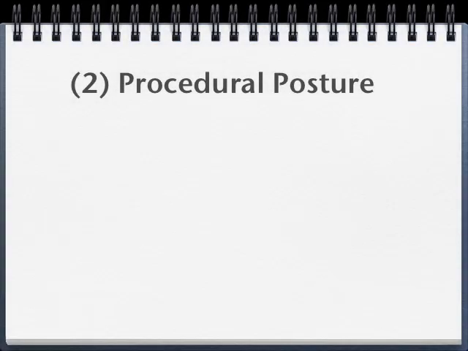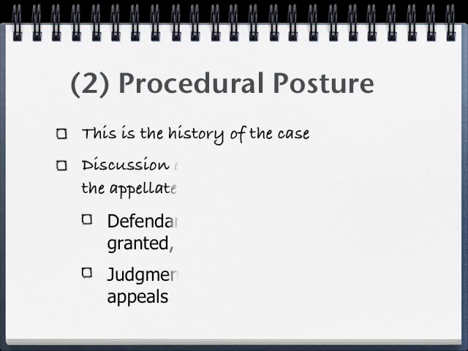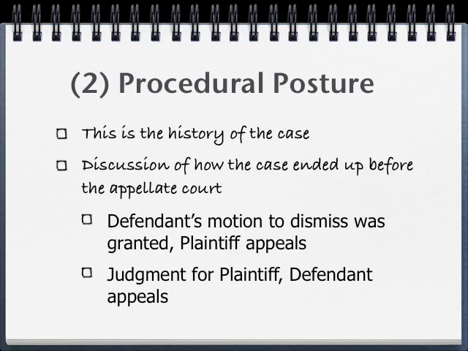The second part of a brief is the procedural posture. This is the history of the case, discussion of where the case was and how it ended up before the appellate court, which is the court whose written decision you're now reading. So you'll see something in there like the defendant's motion to dismiss was granted, the plaintiff appeals, there was a judgment for the plaintiff, the defendant appeals. That's the procedural posture.